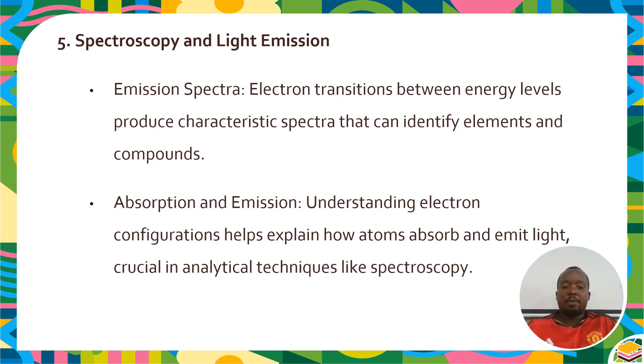The same electron configuration will tell us about spectroscopy and light emission. That is the emission spectra, absorption and emission in line with how electrons are arranged. So this tells us about spectroscopy and the light emission. This information you will discuss further in physics and in Form 3 and Form 4 chemistry as well.